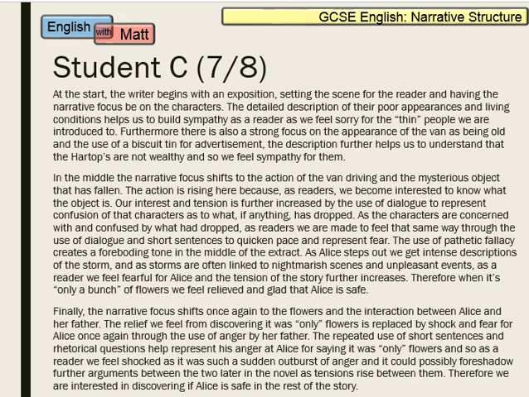Although we can't be too complacent, it's important to have a go, obviously, with every question and not leave anything out. Because if you leave stuff out, that's a surefire way to not get the qualification. So have a go at every question, even if you feel what you're writing isn't particularly perfect. You might surprise yourself. Okay, so that is the narrative structure question for the Hartop paper.